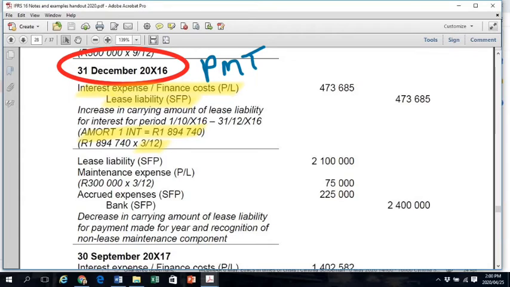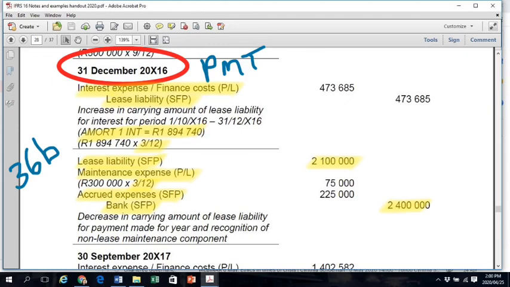Secondly, we have to account for the actual payment of 2.4 million. The lease component of the total payment is debited to the lease liability. This gives effect to paragraph 36B, and we reduce the lease liability with the payment. We still have to recognize 3 months of the maintenance expense through profit and loss, and we also reverse the accrued maintenance expense that was recognized on 30 September that is now being paid.